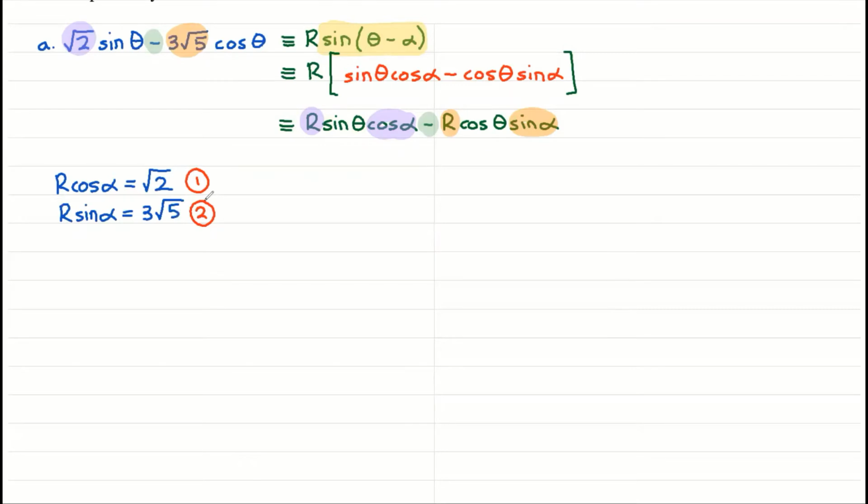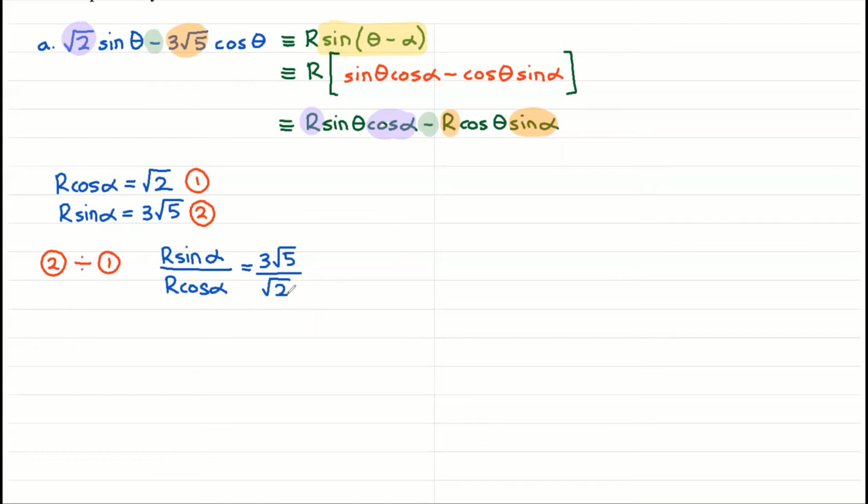Let's divide them. So if I do equation 2 divided by equation 1 and compare the left and right hand sides, we will get r sine alpha divided by r cos alpha on the left hand side, of course, and that would be equal to 3 root 5 divided by the square root of 2. There's no need to rationalize it. That's not the point of this. It's to find out what alpha is.